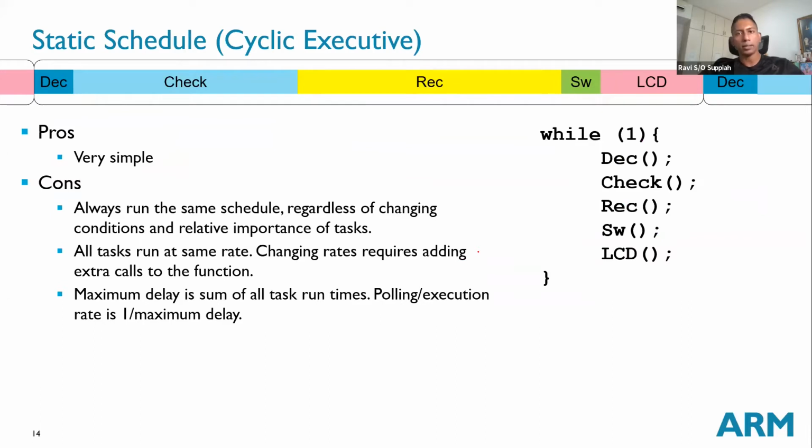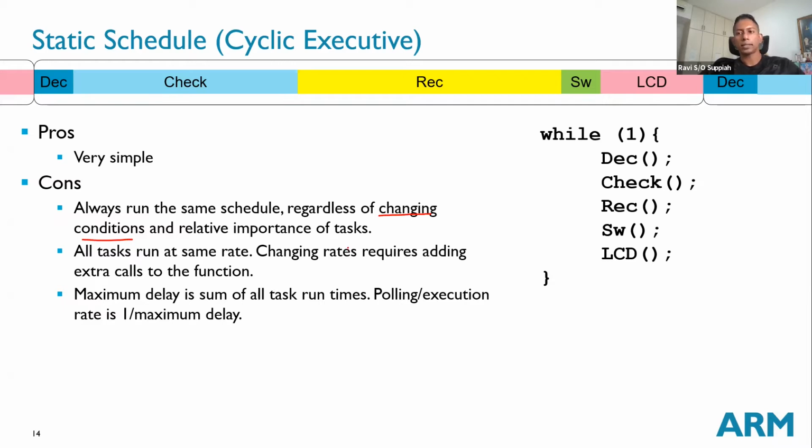So let's look at a very simple one that we'll probably all start off with. The simplest one, if we just want to test the functionality, is to put everything in a sequence and run it as a while loop. It's a very simple approach, and I would say most of us would probably take this approach as a starting point just to make sure that everything is working. So we run in a sequence: we decode, we check, we record, we check the switch, check the LCD, and so on. Now, of course, this is very simple, but the fact is it does not take into account any changes in the conditions.